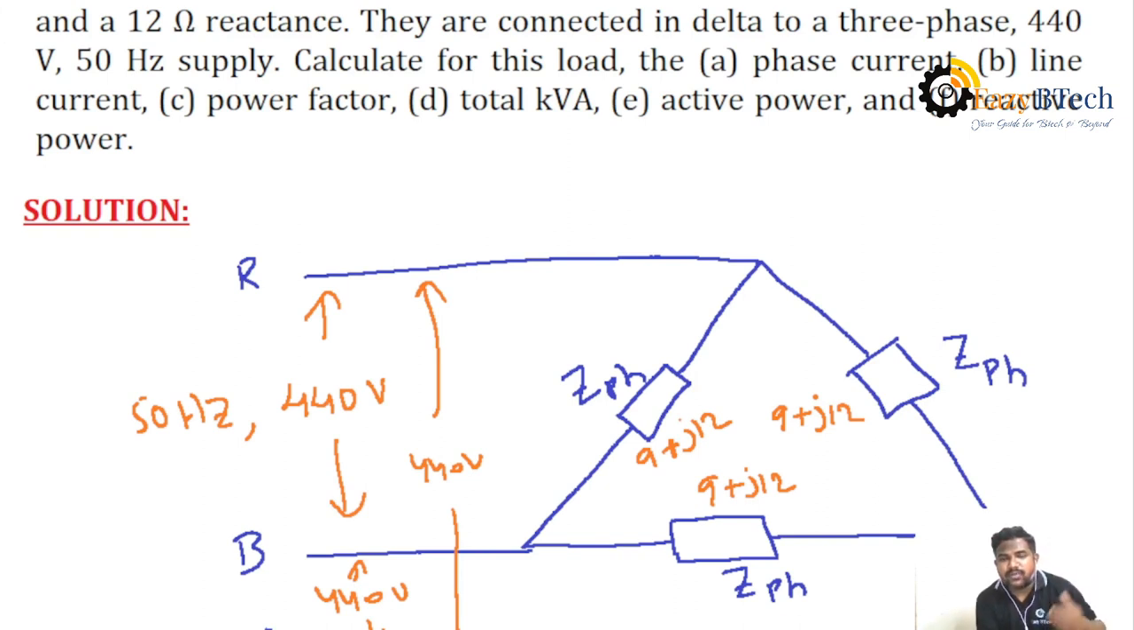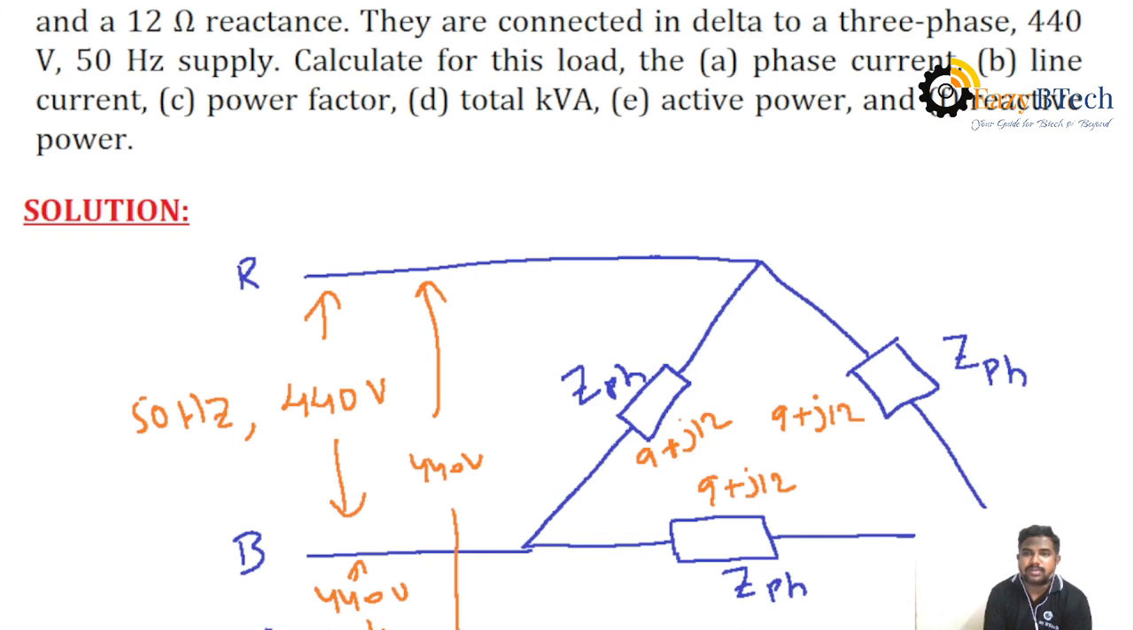Remember, by default in the given problem the voltage is the line voltage. Suppose the given system is delta system. In delta, we know the line voltage equals the phase voltage. That's why VL equal to VPH. That is, the given voltage 440 is either line or phase. But in case of star, by default in the given problem, the given three phase voltage is line voltage. Then you have to find out phase voltage. VL equal to root 3 into VPH. From that, VPH equal to VL by root 3.